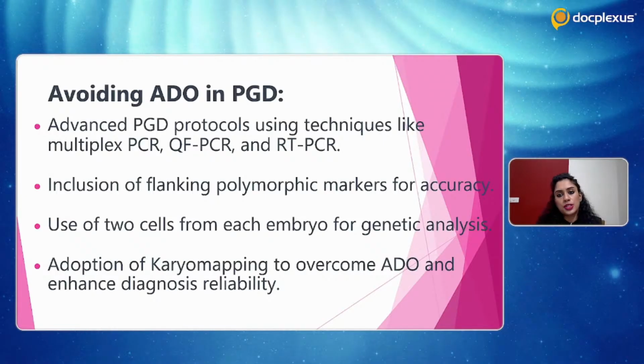Advanced PGT protocols using techniques like multiplex PCR, QF-PCR, and RT-PCR. Inclusion of flanking polymorphic markers for accuracy, use of 2 cells from each embryo for genetic analysis to be sure, and adoption of karyotype mapping, which we'll discuss, to overcome the allele dropout and enhance diagnosis reliability.